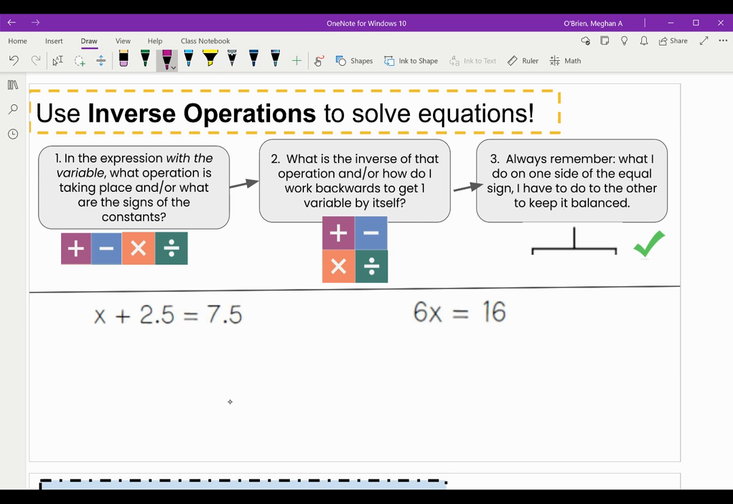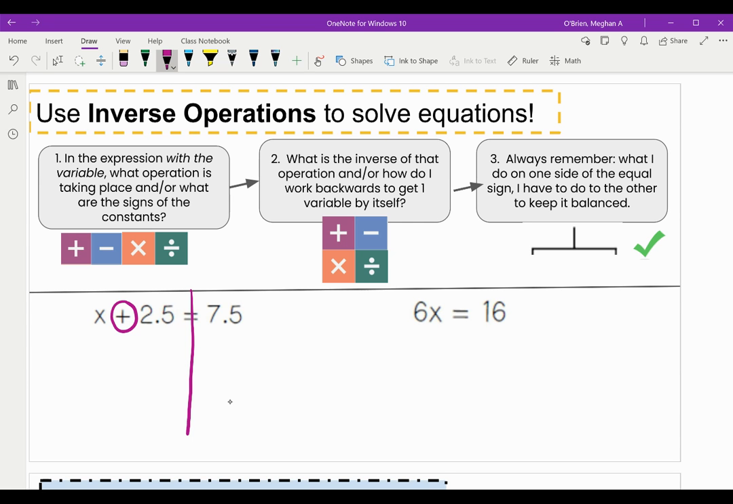Here's our first equation: X plus 2.5 equals 7.5. In this expression, the operation that's taking place is adding. I start with an unknown, I add some more to it, and then I equal a total. If I'm going to go backwards from that and relate it to the hanger diagram, so there's the beginning of the middle of the hanger.